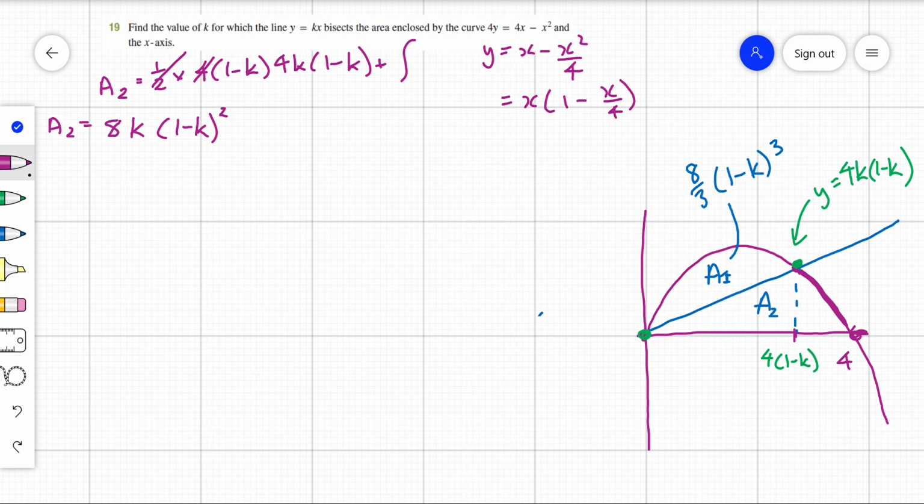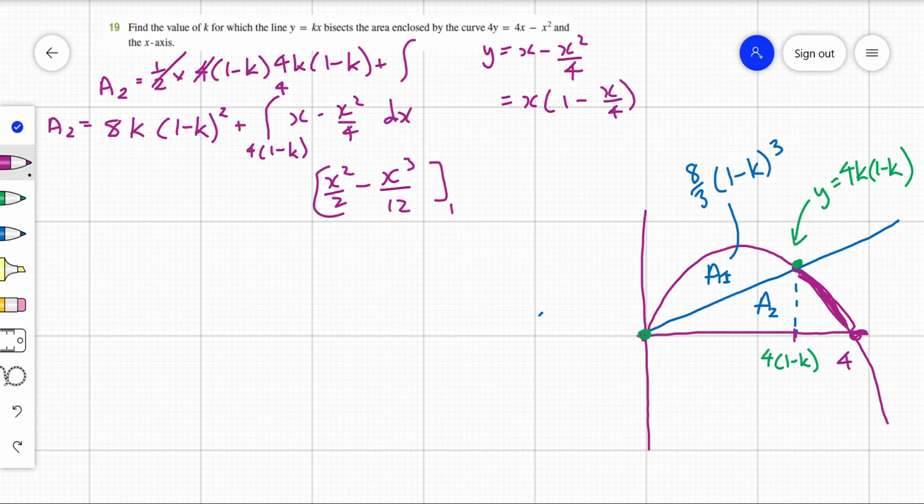Alright, so that's what we're looking at the moment, plus the integral. Now the integral, I want to go from that 4(1 minus k) all the way to 4 of just the parabola, because it's just this bit here. So the parabola being x minus x squared on 4 dx. Let's just have a look at that bit. So we're going to have x squared on 2 minus x cubed on 12, and that is between 4(1 minus k) and 4.